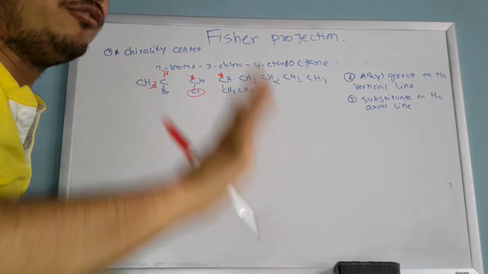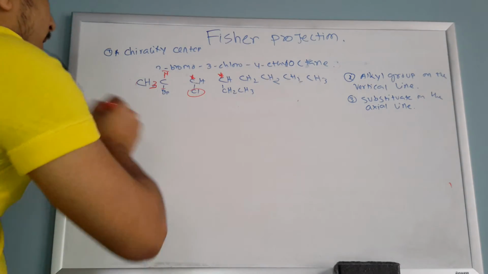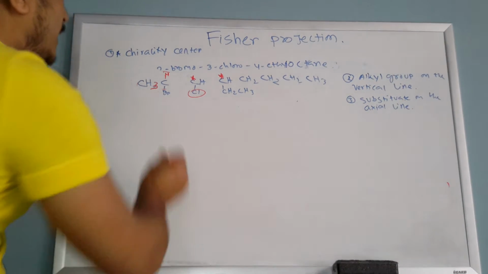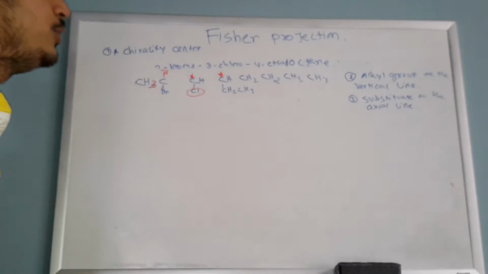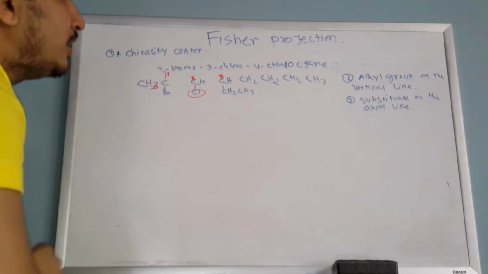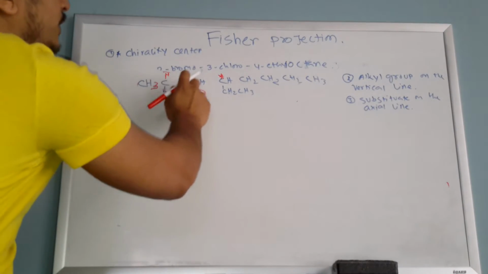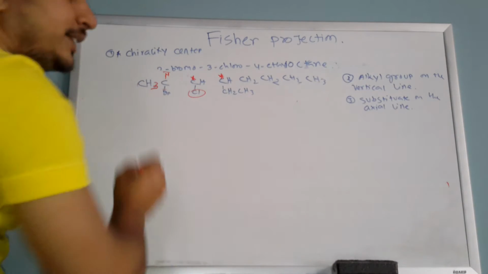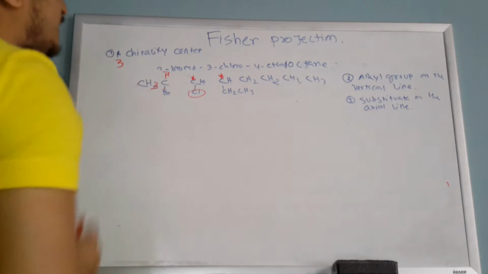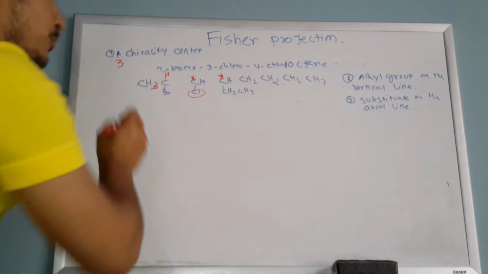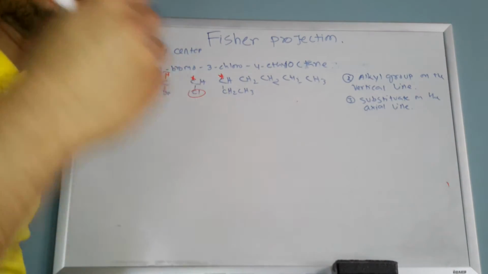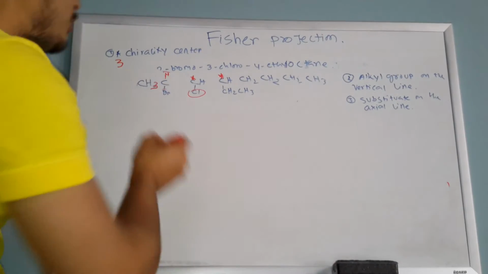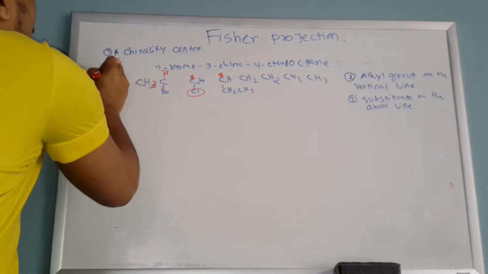A chirality center is what? 4 different bonds. So how many chirality centers do you find from your particular molecule? You find 1 2 3. 3 chirality centers. There is a formula for chirality centers if you want to find out the stereoisomers. The formula for stereoisomers is 2 to the power n.